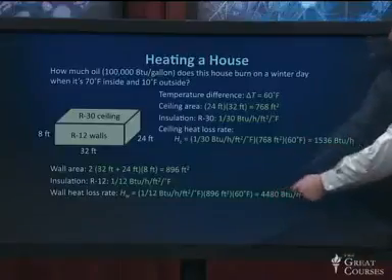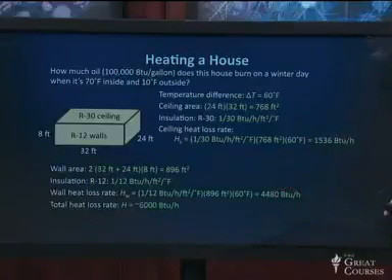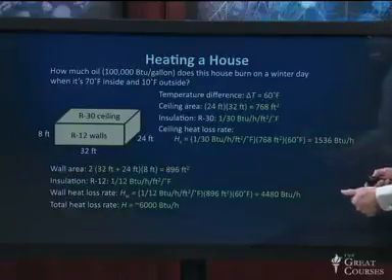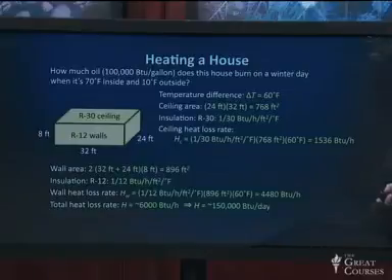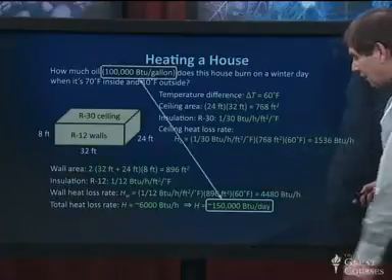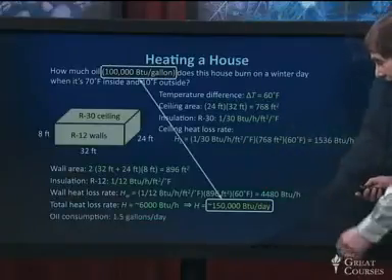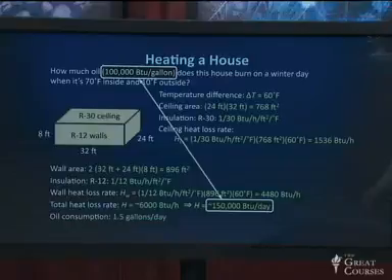Add those up, you've got about 4,500 and 1,500. You get about 6,000. That's the total heat loss rate, about 6,000 BTUs every hour. There are 24 hours in a day. Multiply 24 by 6,000, you get 144,000. I'll call it 150,000. And if we compare that with oil, we see that this house uses 1.5 gallons per day. Now, that's a naive calculation.